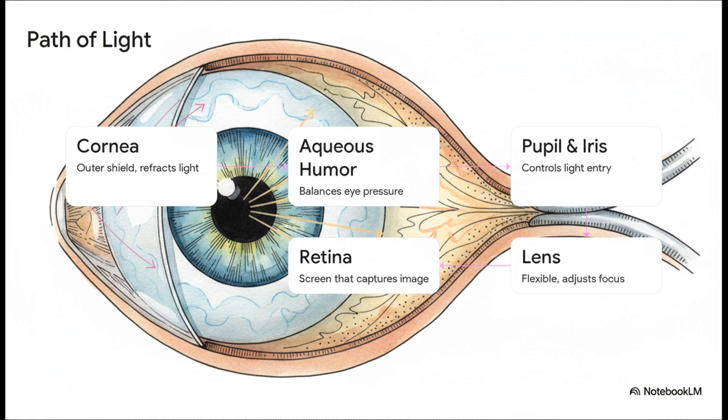Next up, we hit step 3, the pupil and the iris. The iris controls the size of the pupil, basically regulating exactly how much light gets to enter the deeper eye. If you've ever flashed a light in someone's eyes, you've seen the iris instantly contract the pupil to protect those delicate inner mechanisms. It's totally automatic.